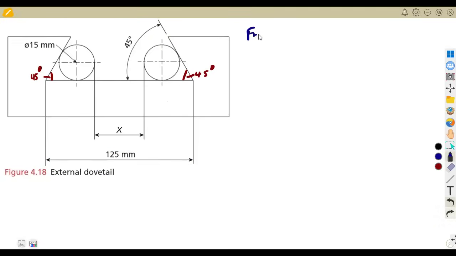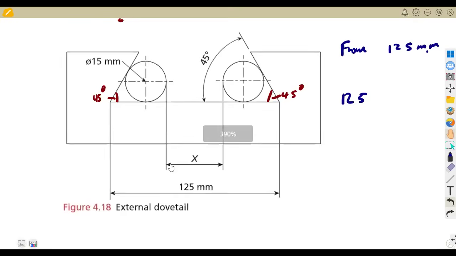So from the 125 millimeters, remember, we have to calculate x. The 125 millimeters that we are seeing here is going to be a combination of a lot of things. x is going to be there, but there is something here, from here to here. We have got something that is not ordinary there. Let me just try and do this.